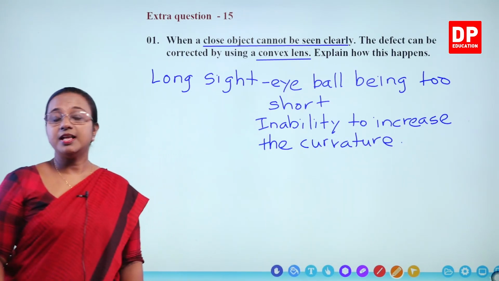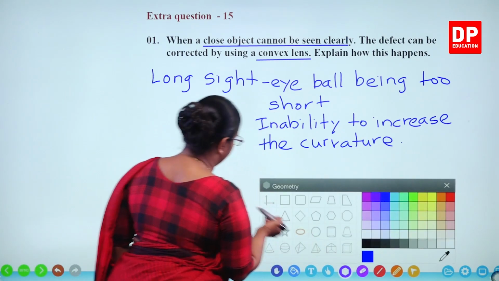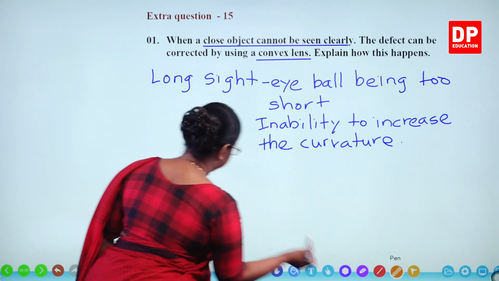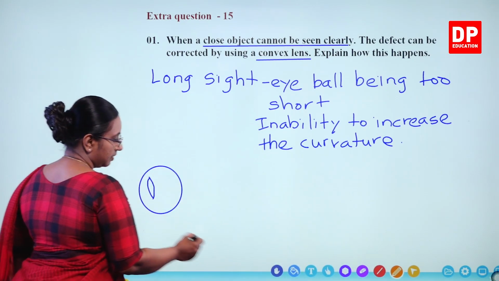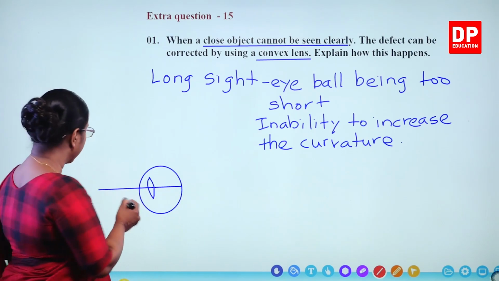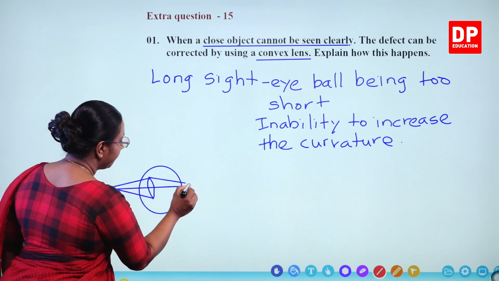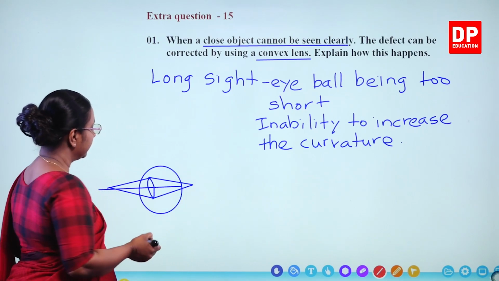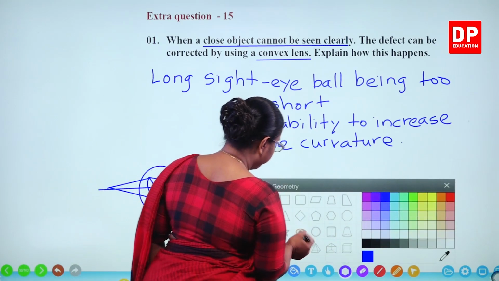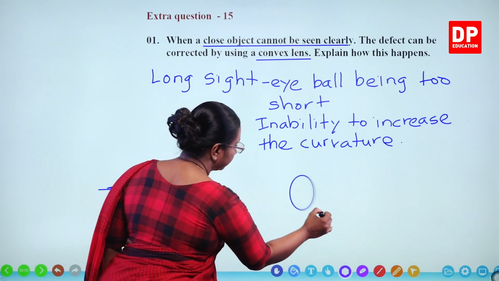So, because of that, what happens? The image forms behind the retina. So, if we show that, you can see the image forms behind the retina. If it is close objects, you all know those are divergent rays that fall on the lens and they form the image behind the retina so that we cannot see the object. So, what do we do? We use a biconvex lens or a convex lens. Then what will happen?